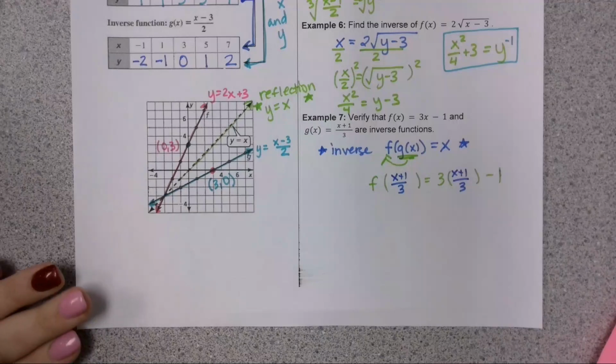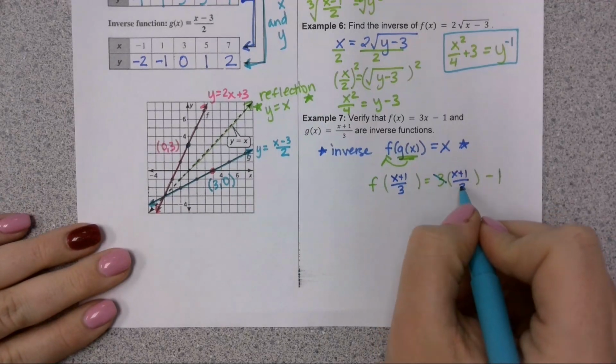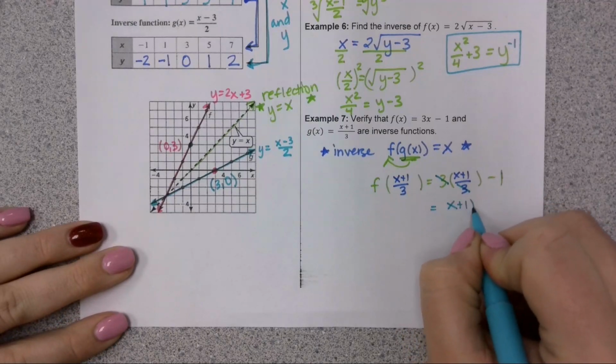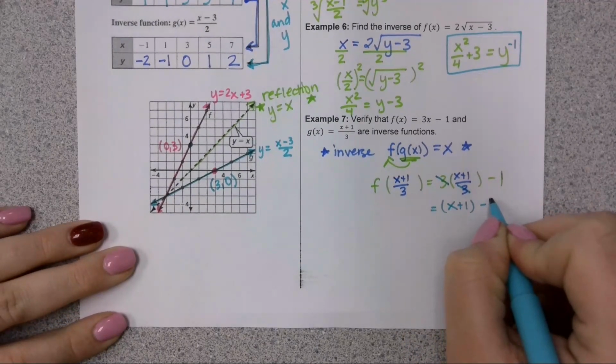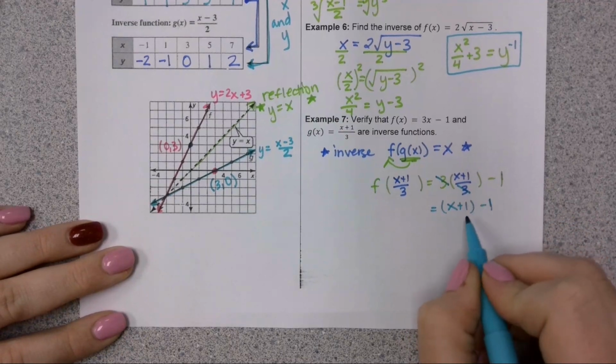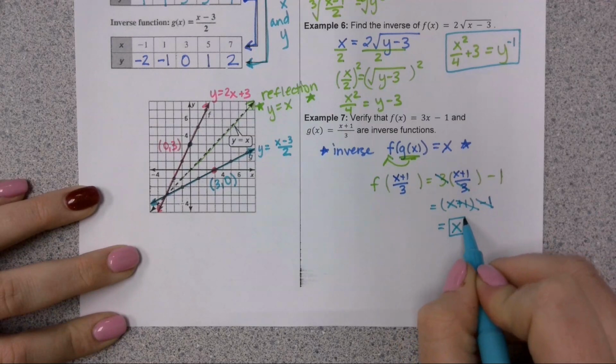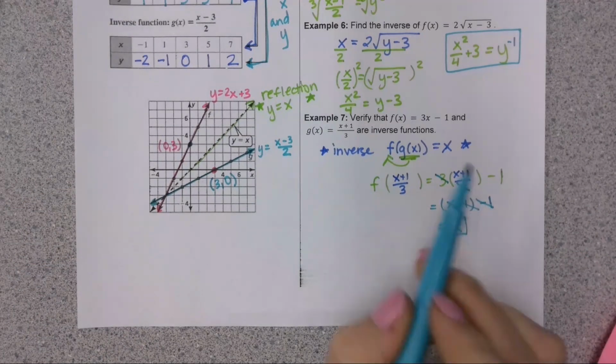Now something cool happens here. Your 3's cancel out. One's being multiplied, one's being divided. So you've got x plus 1 minus 1. Well, what happens when you have a plus 1 and a minus 1? They also cancel out, and you're left with just an x. So these two functions are indeed inverses.